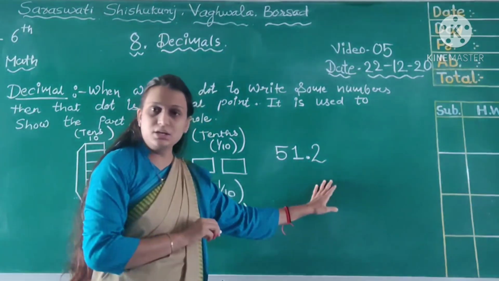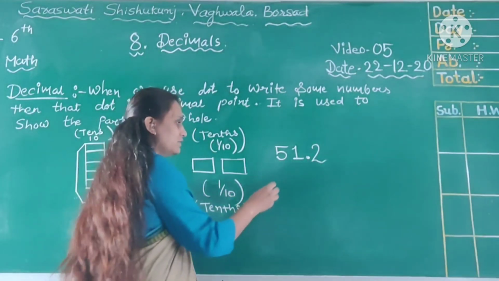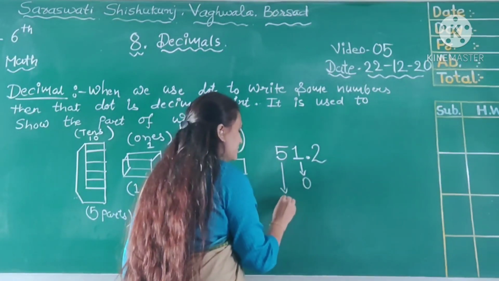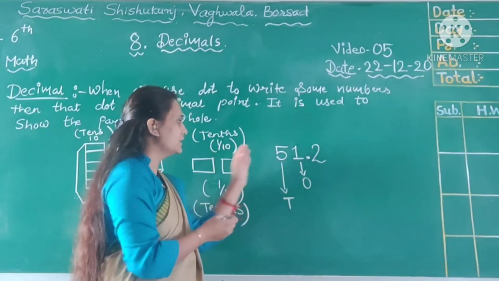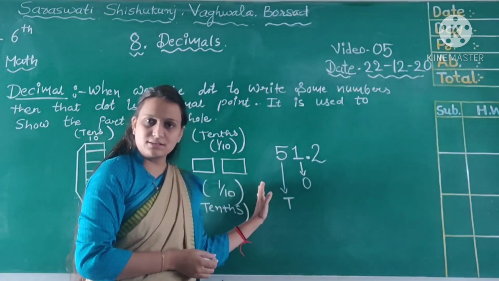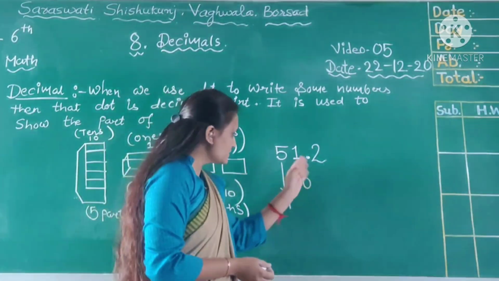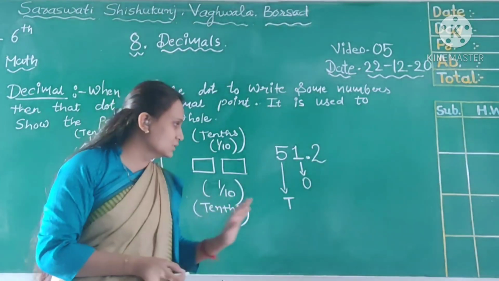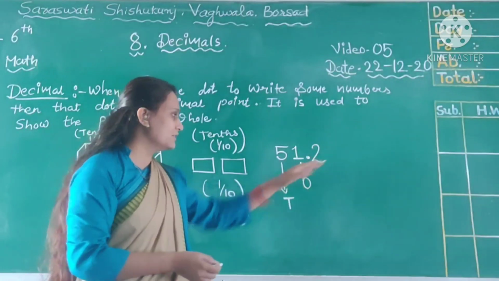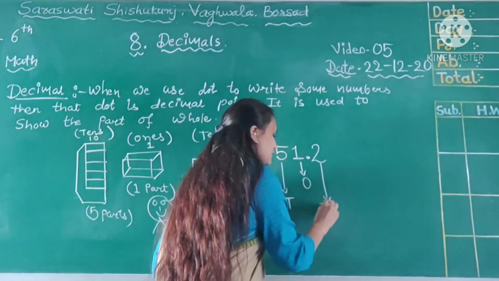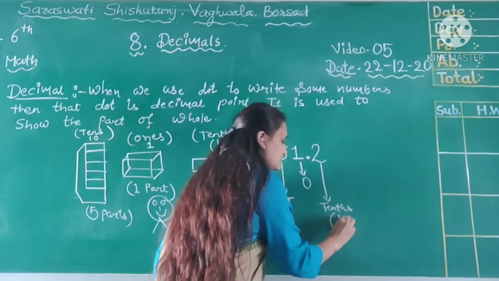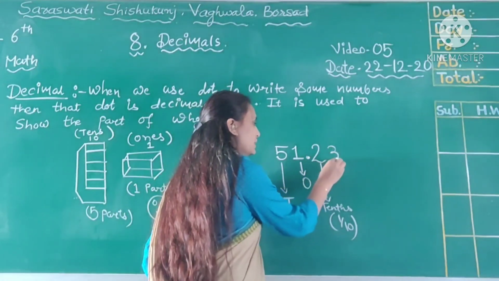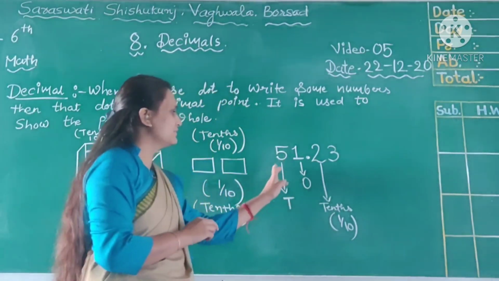So 51.2. Clear? Here, if you want to define the place value, this is the ones place, this is the tenth place, and further if you have one more number, that is known as the hundredth place. But now what is the place value after the decimal? After the decimal there is no ones place. So after the decimal it is defined by the tenth place. Tenth place means 1/10.